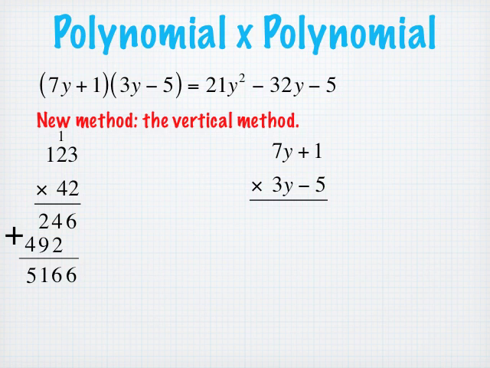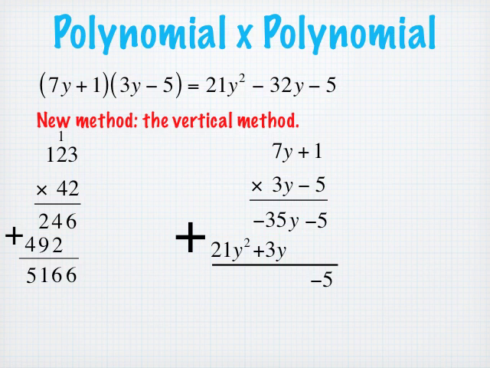Now the vertical method is very similar with polynomials. I'll take negative 5 times 1 is negative 5. Negative 5 times 7y is negative 35y. You can think of putting in a placeholder, and then 3y times 1, I'm going to put the 3y under the negative 35y. The reason I want to do that is because they are like terms. Putting in a placeholder helps me keep my like terms together. And 3y times 7y is 21y squared. Add everything together, negative 5, negative 32y, and 21y squared.